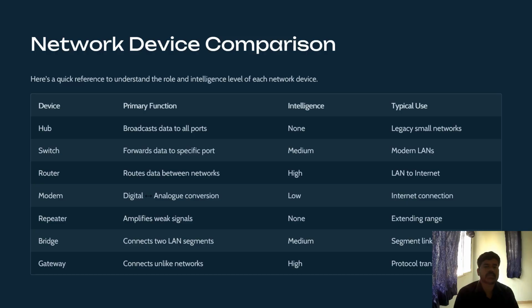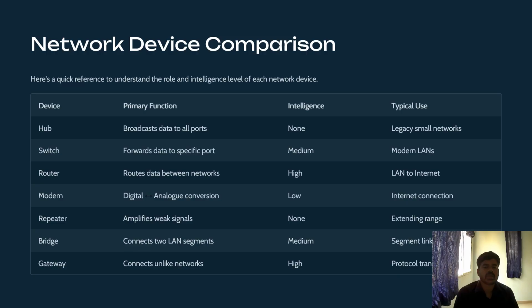Next is bridge. Works at layer 2. It connects two LAN segments. You can think of a switch as an advanced version of bridge. And then gateway. Gateway connects different types of networks and can translate protocols. It works at multiple OSI layers and is used in complex enterprise networks.